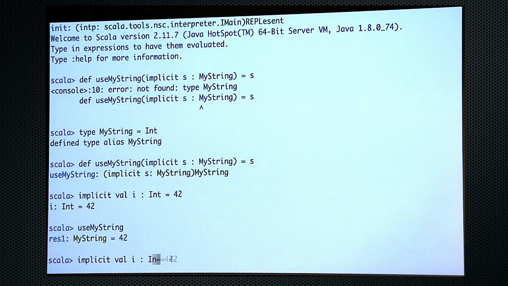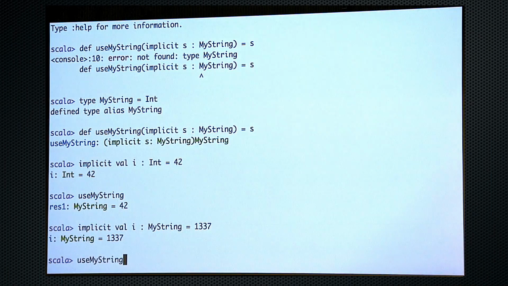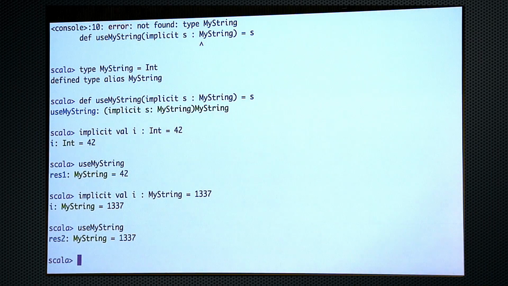Of course, if I do implicit val my string of some other value, and I call it, then it will use that one because it's more specific here. So there's no ambiguous implicit here, but that's it. I hope this answered your question a bit.